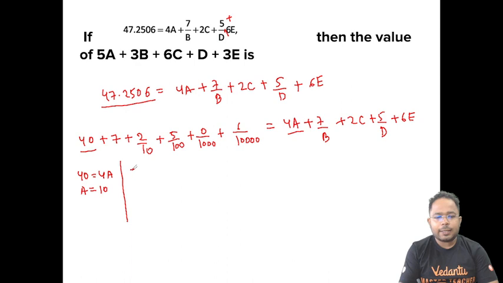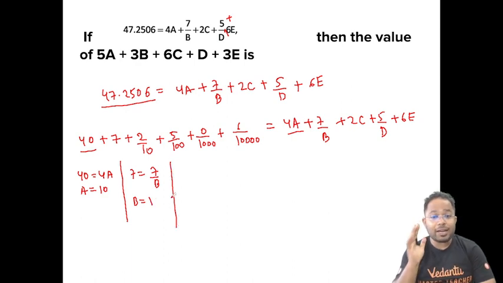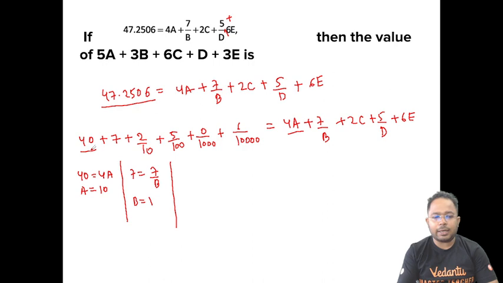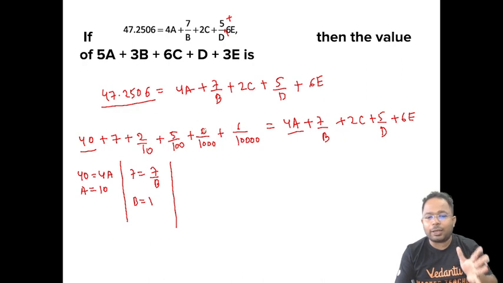Similarly, 7 is equal to 7 by b. That gives b is equal to 1. What we are doing is comparing. You can see 1, 2, 3, 4, 5 on this side, and on this side we have 1, 2, 3, 4, 5, 6. Why is one side more? Because we have got a 0 here, 0 by 1000. That's again a 0 only.